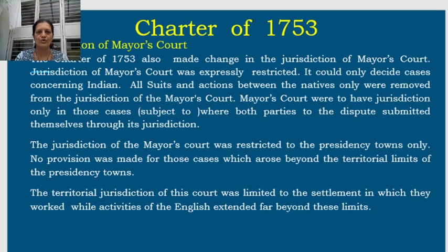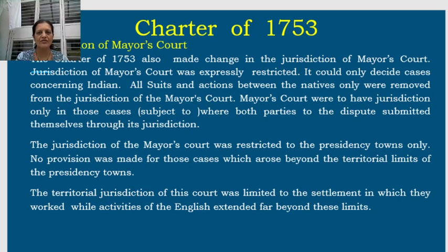Jurisdiction of the Mayor's Court. The Charter of 1753 also made a change in the jurisdiction of the Mayor's Court. The jurisdiction of the Mayor's Court was expressly restricted. It could not decide cases concerning only Indians. All suits and actions between natives only were removed from the jurisdiction of the Mayor's Court. The Mayor's Court was to have jurisdiction only in those cases where both parties to the dispute submitted themselves to its jurisdiction.